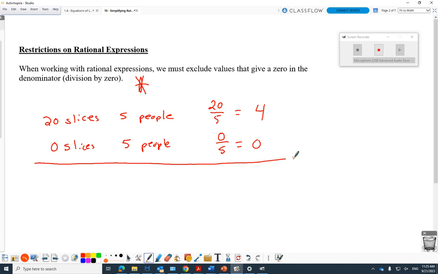Let's say I get 20 slices of pizza. But there's no people at the party. Now how many slices does each person at the party get? Listen to the question again before it rocks your world. If there's 20 slices and 0 people, how many slices does each person at the party get? 0. There's no people. So let's put it in. It should be 20 divided by 0.